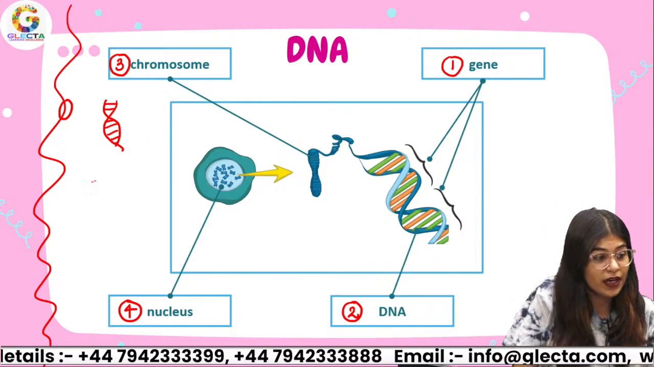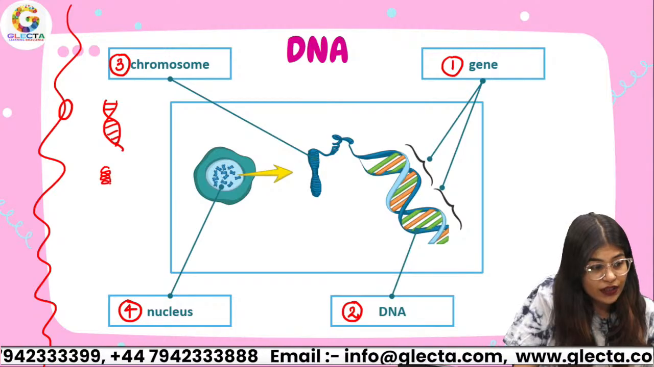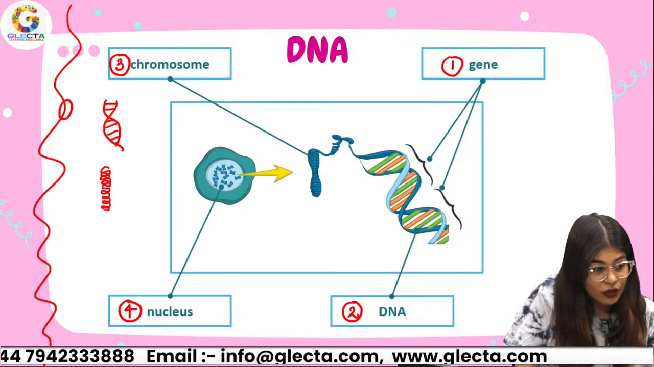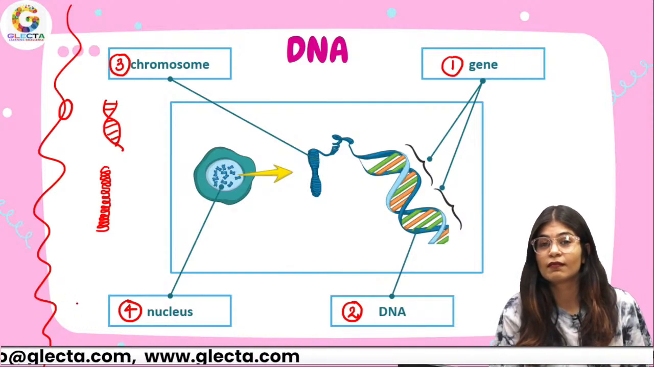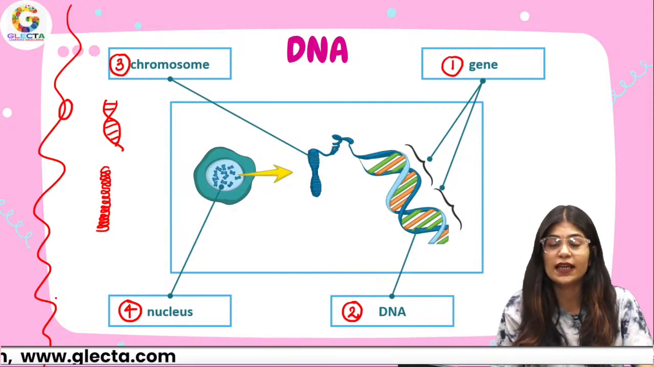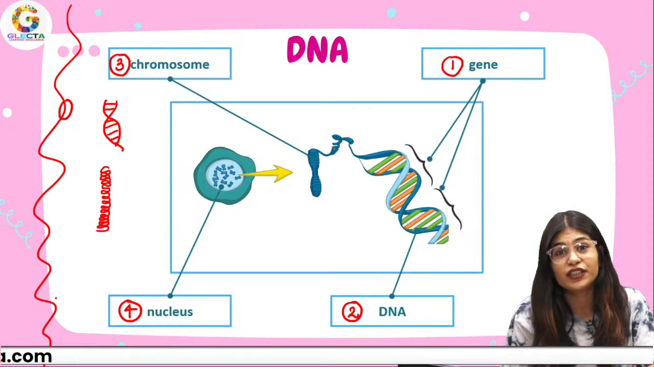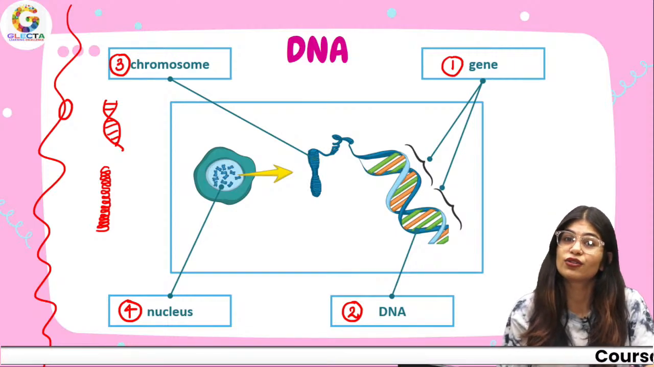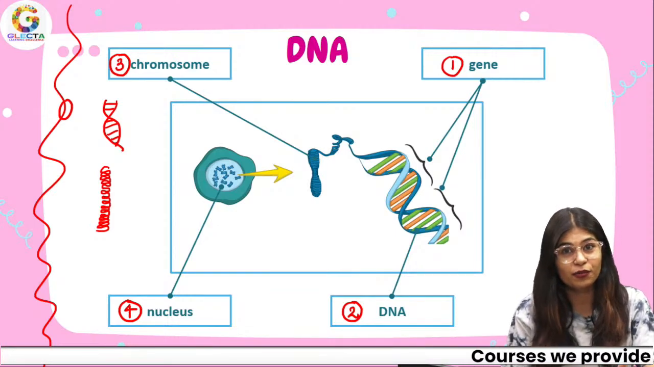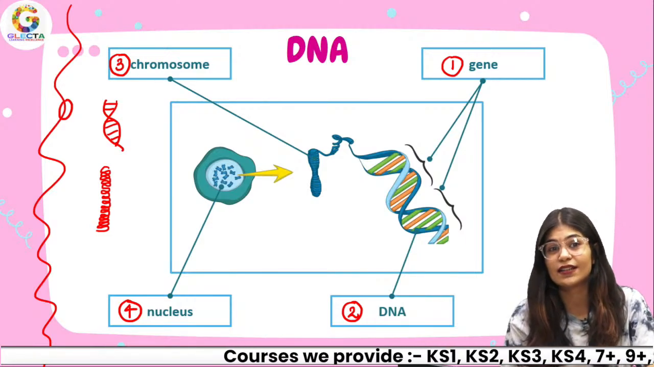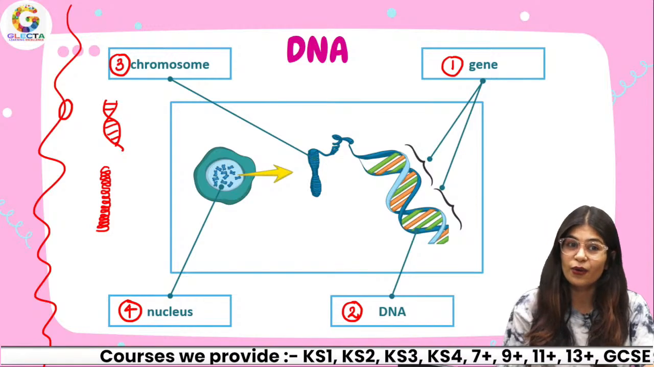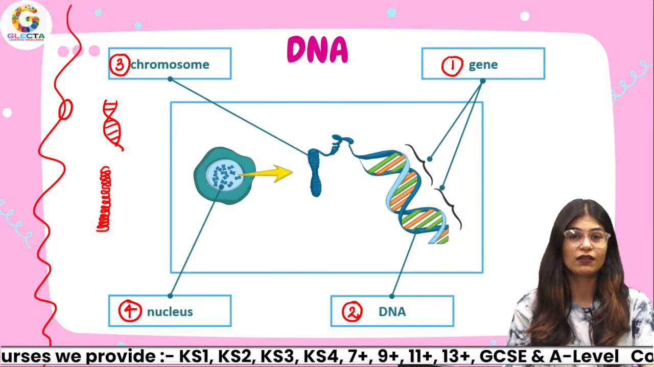So how do I compress? I roll this thread over and over and over again to make a chromosome. So you can pretty much say that a wrapped up version of DNA is a chromosome. I hope this clears the concept between what is a DNA and what is a chromosome. Now, for the third thing, what is a gene?